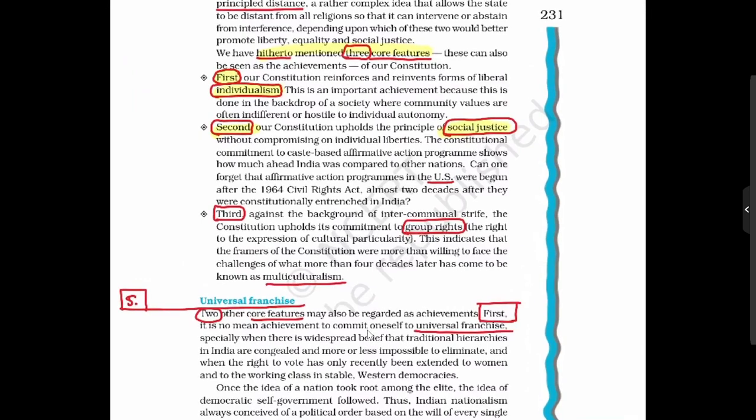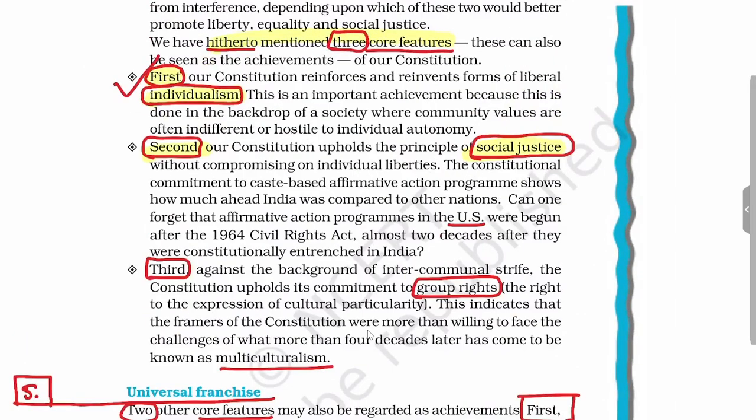Then we will see that there are three core features. First core feature of our constitution is individualism, where individual freedom is there. Second core feature is social justice, like in the USA there is the Civil Rights Act of 1964. And the third core feature is group rights. It's because India is a multicultural society.